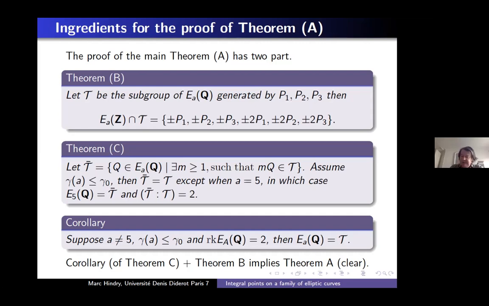Theorem C is a bit different. What it says is that, well, I look at the subgroup generated by the trivial points. Now, then it might be divisible. So I take the saturation. The saturation is what I call this T bar. It's the subgroup of points such that a multiple lands in T. Now, under mild assumption, what we prove is that this T bar is equal to T.